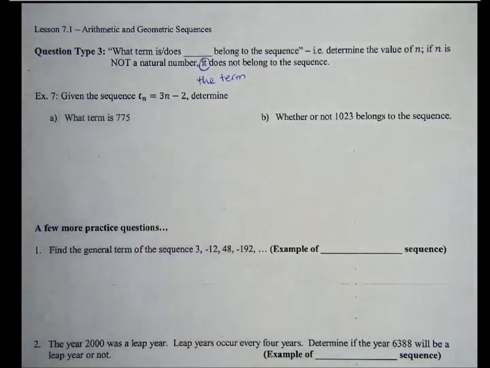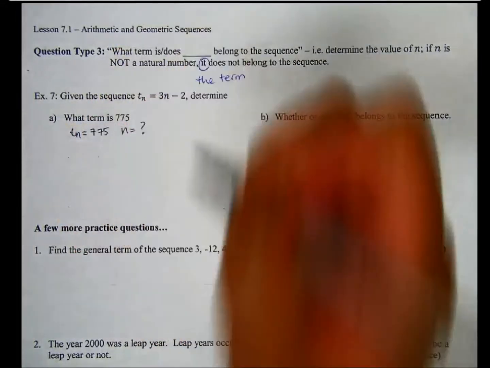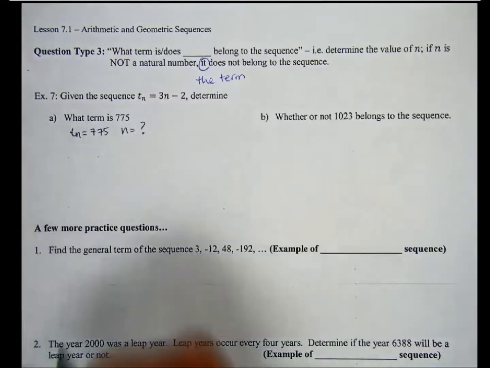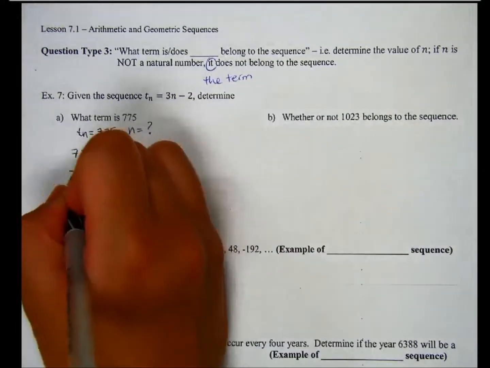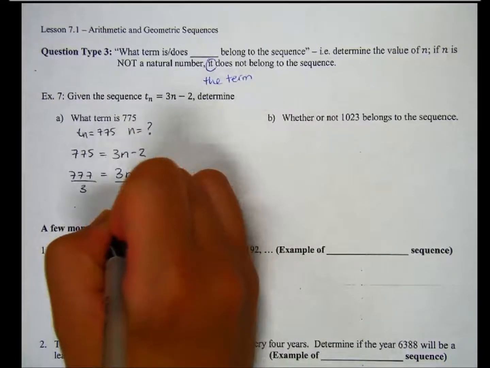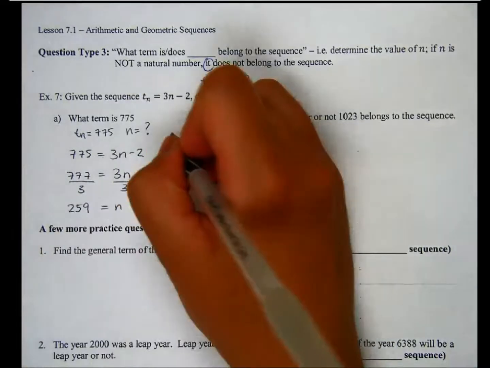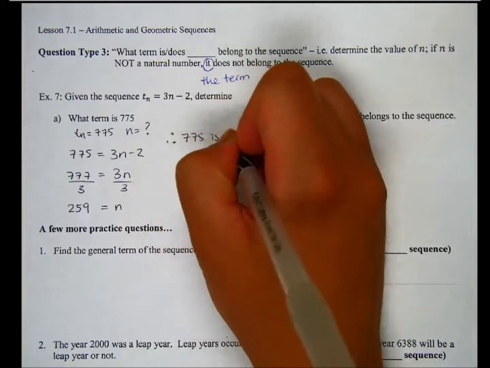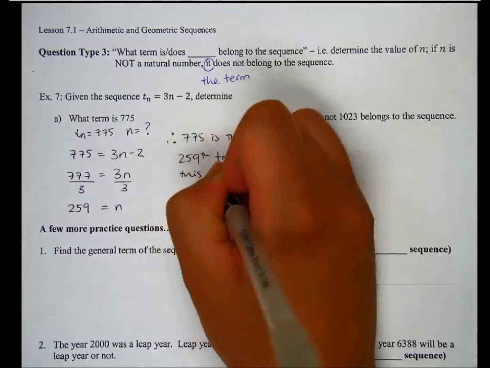Given the sequence Tn equals 3n minus 2, that's an arithmetic sequence, determine what term is 775. So in this example, we are given Tn as 775, and we need to figure out what the value of n would be. So really simple, just plug in 775 for Tn, rearrange, isolate to solve for n, and you should get 259 as n, so therefore 775 is the 259th term in this sequence.